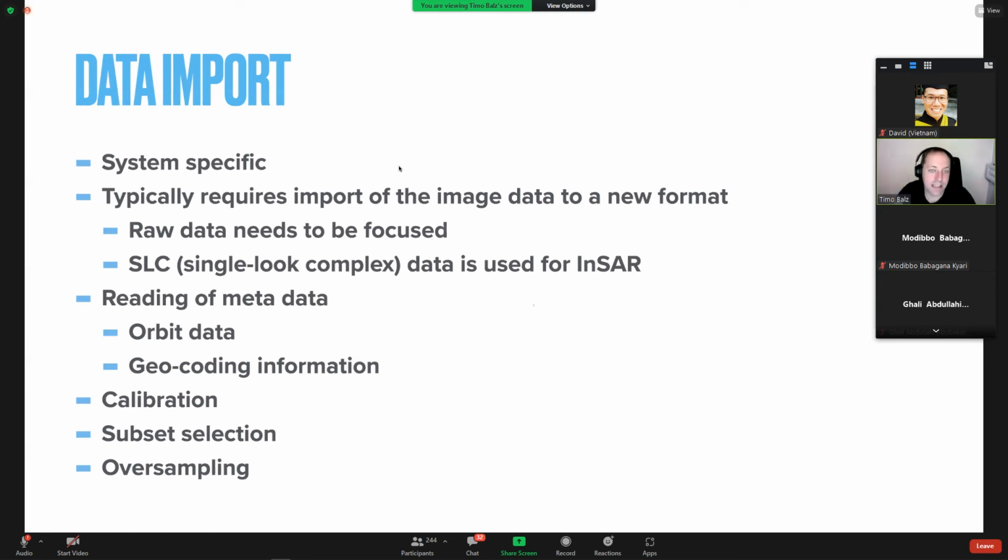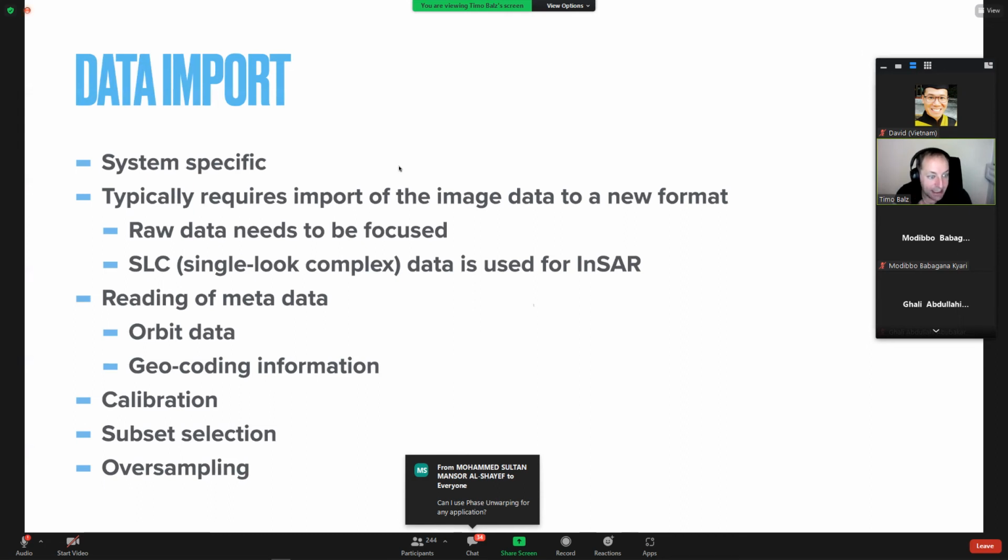Now, data import, that's pretty clear. Normally you're going to have to read the data, maybe copy it to a new format that's understood by your software. If you get the raw data of the sensor, then you first need to focus, right? What we use for InSAR is the SLC data, the single look complex data. If you get whatever ground range data or geometrically corrected data without the phase information, you will not be able to use that for InSAR.